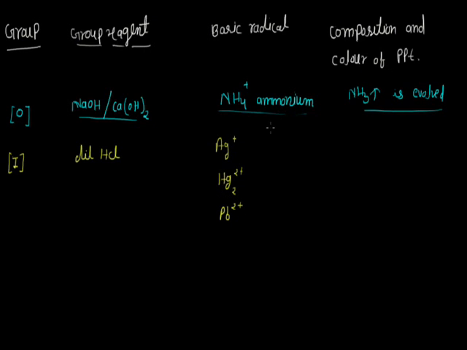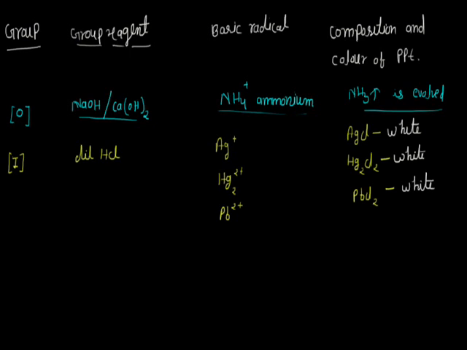Now its composition becomes AgCl, and color of the PPT becomes white. The second is Hg2Cl2, mercurous chloride, and its color is also white. And third one is PbCl2, lead chloride, it is also white in color. So that is the complete description of group first radicals.